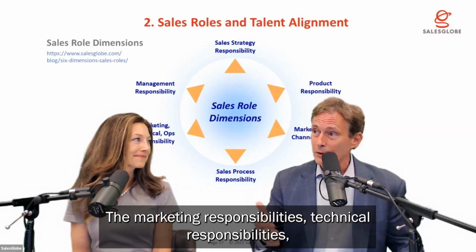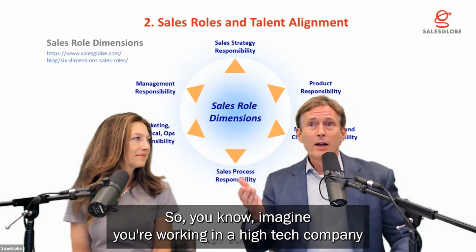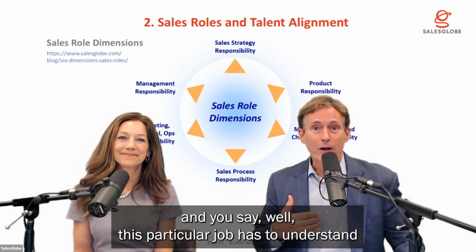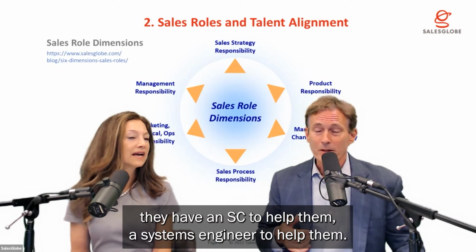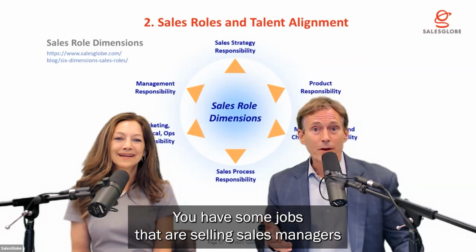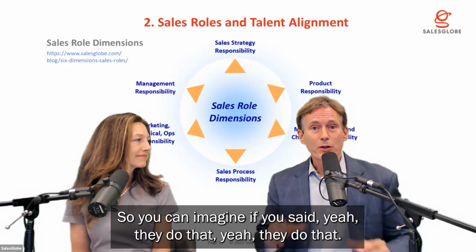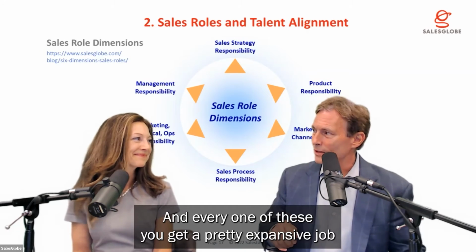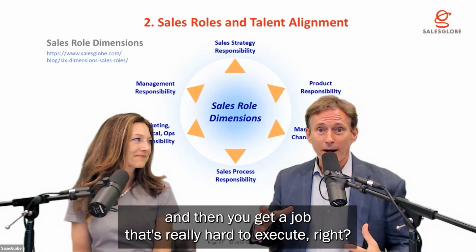The marketing responsibilities, technical responsibilities. Does it have technical expertise around a product? So, imagine you're working in a high tech company and you say, well, this particular job has to understand the products to a certain level of depth versus they have an SE, a systems engineer, to help them. And then finally, management responsibilities. You have some jobs that are selling sales managers. So they don't just sell, they also manage people, right? So you can imagine if you said yes on every one of these, you get a pretty expansive job, and then you get a job that's really hard to execute, right?